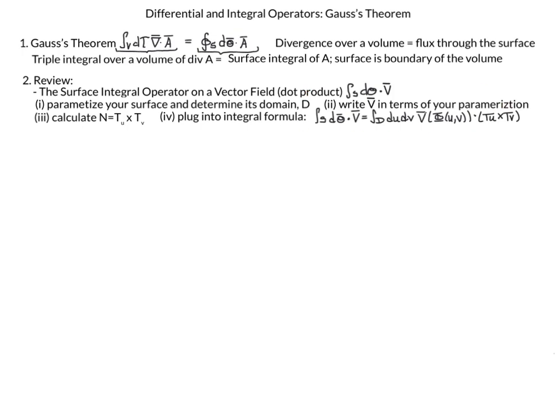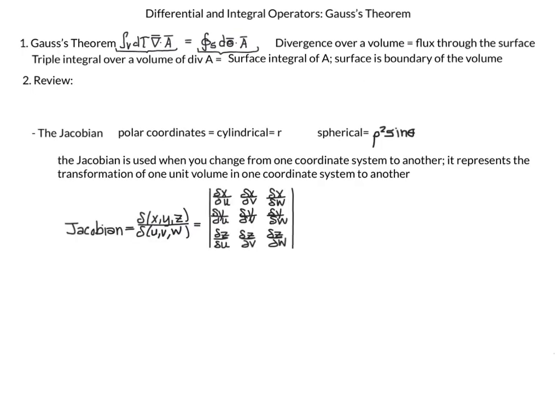Well, I lied. Maybe we're going to look at the Jacobian first. As I had mentioned, the Jacobian is used when you change from one coordinate system to another, and it represents the transformation of one unit volume in one coordinate system to another. In polar coordinates and also in cylindrical, our Jacobian is r. In spherical, it's equal to rho squared sine of theta.